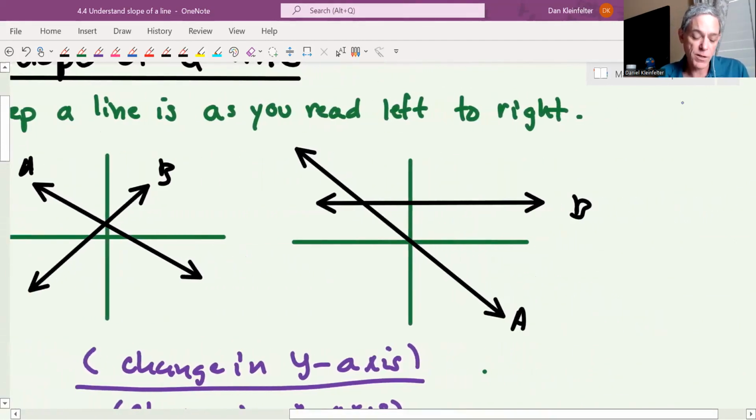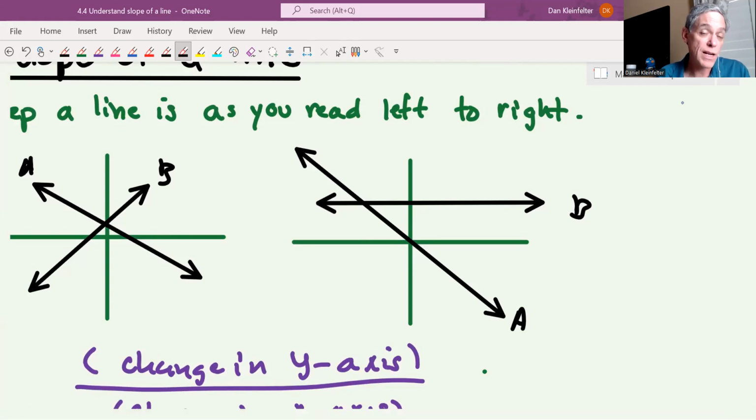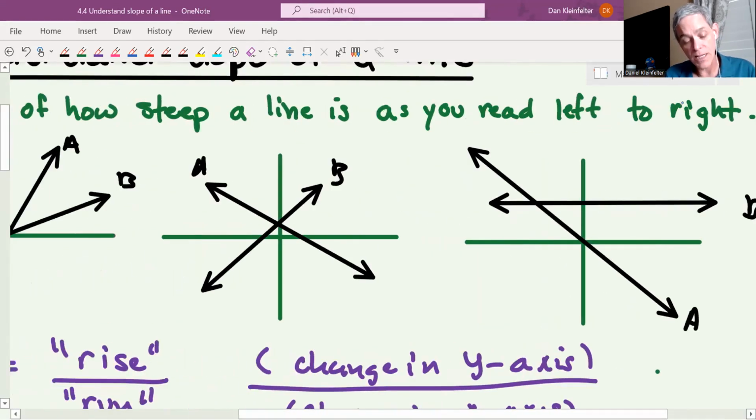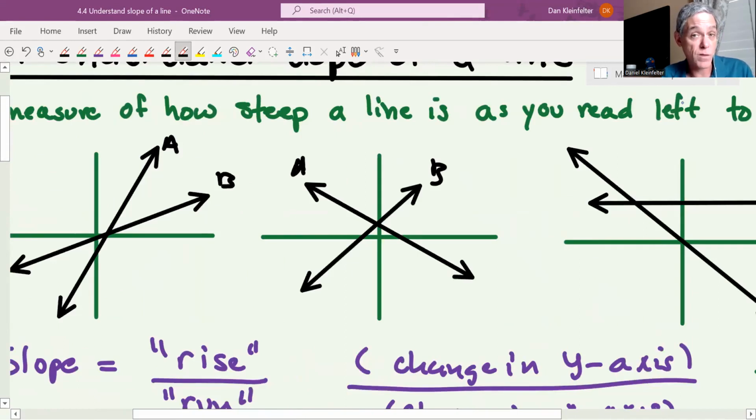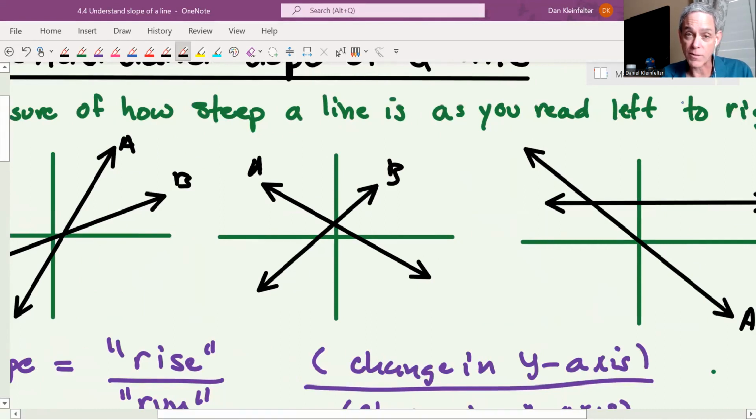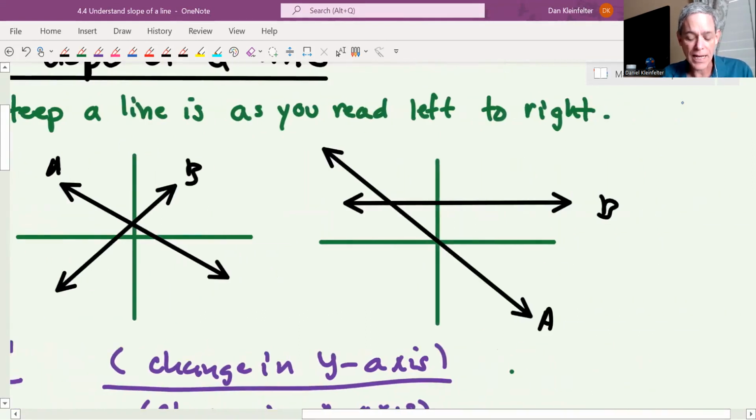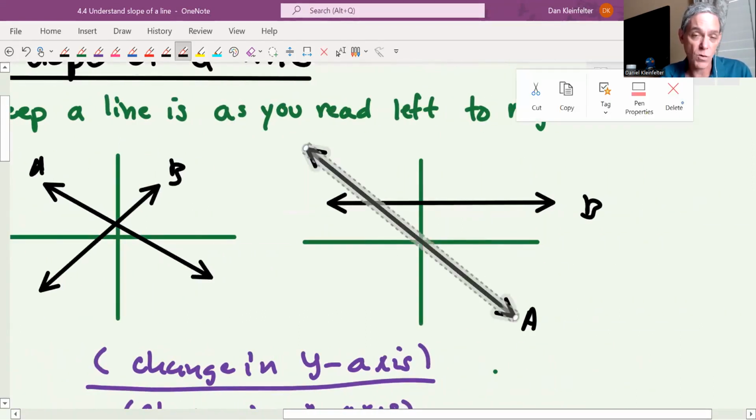And then in our last picture, we have a line A, which is negatively sloped, and then a line B, which looks like it is horizontal. If you had to guess whether one of these had a 0 slope, you'd probably guess B, and you would be correct. So as you look left to right, the steeper the line is, the bigger the numerical slope will be. And if the line goes down as you look left to right, you'll get a negative slope. And if you have a line that is horizontal, it's going to have a 0 slope.